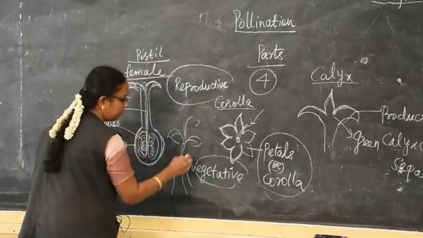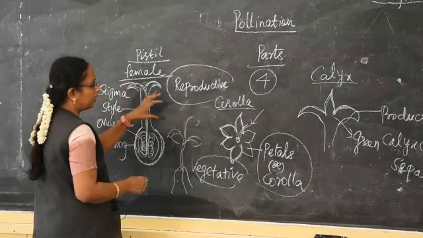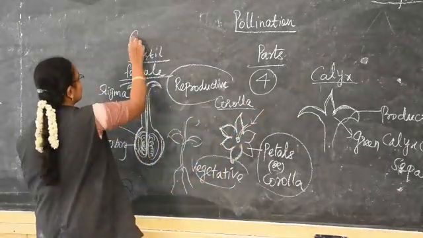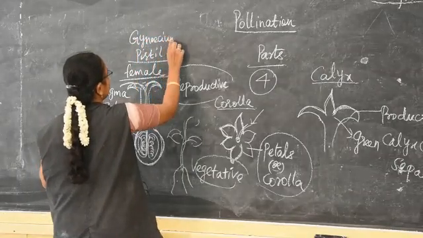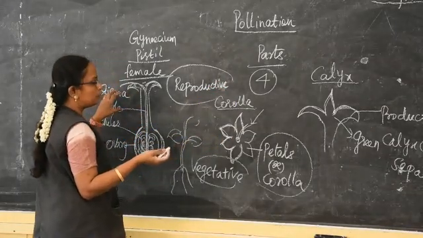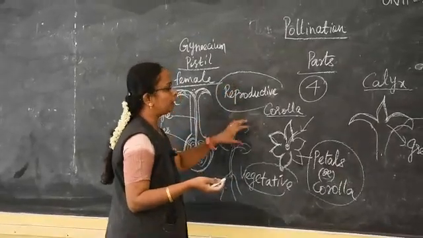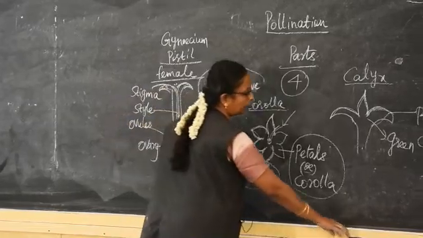So the stem, the root and the leaves are known as vegetative parts, and the flower with the calyx, corolla, androecium and gynoecium are the reproductive parts. Androecium is otherwise called stamen. Here it is gynoecium or pistil. So these four whorls are known as the reproductive parts of the flower. With this information we will move on to pollination.